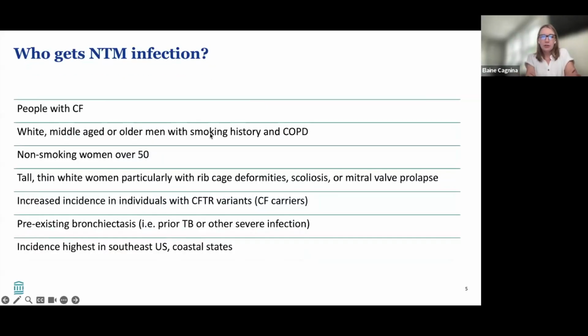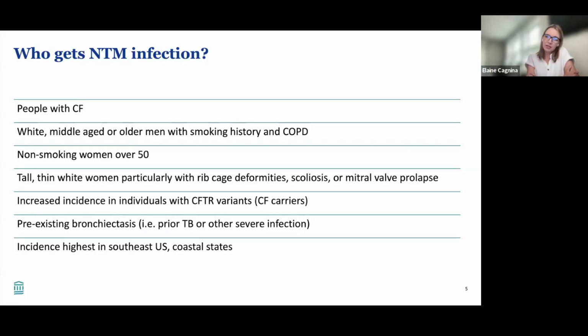So who gets NTM infection? People with CF. That's why we're having this conversation. But it's not just people with CF. White, middle-aged or older men with a smoking history and COPD get NTM. We see a lot of this in older men with severe emphysema. Interestingly, outside of CF it happens most commonly in non-smoking women over 50, particularly tall, thin white women with rib cage deformities, such as pectus excavatum, scoliosis, or mitral valve prolapse. We don't exactly know why mitral valve prolapse is associated with NTM, but this is the typical patient that you'll see.